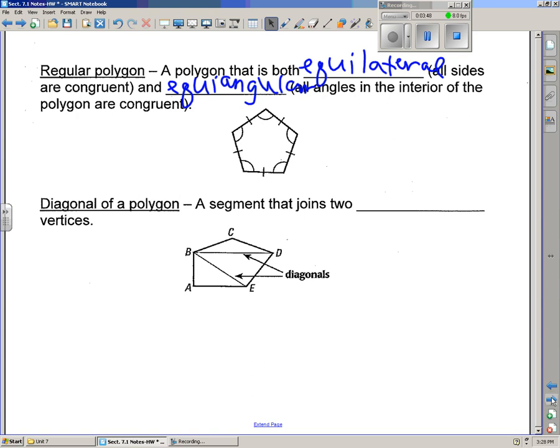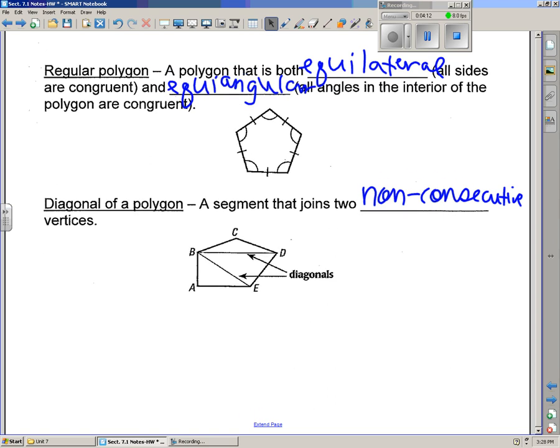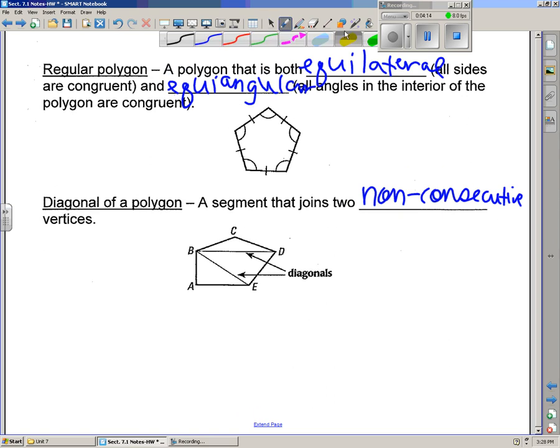The diagonal of a polygon is going to be any line segment that joins 2 non-consecutive vertices. Because if you join consecutive vertices, what you would be having is a side of the polygon. And we don't want the side, we want the diagonal. So we don't want that. We want to go across the polygon, non-consecutives, and then have a diagonal.